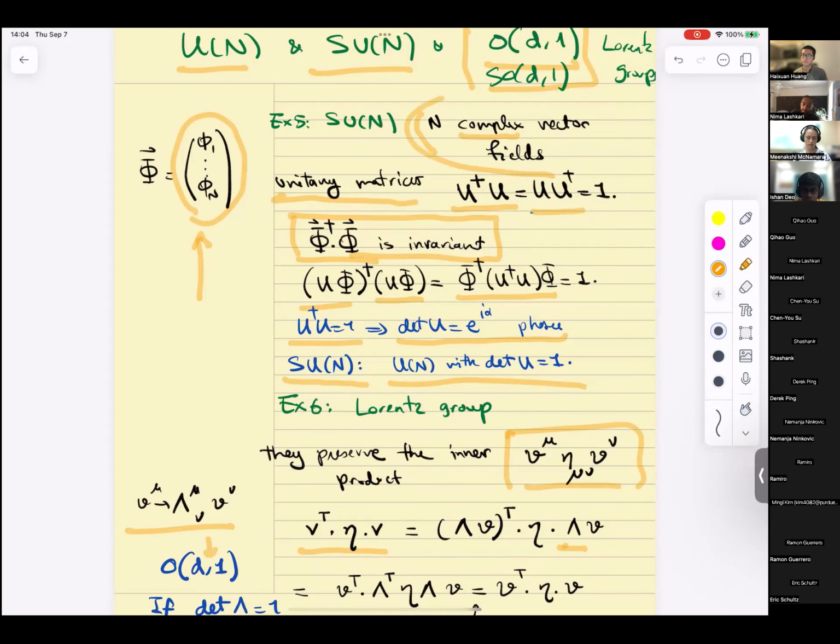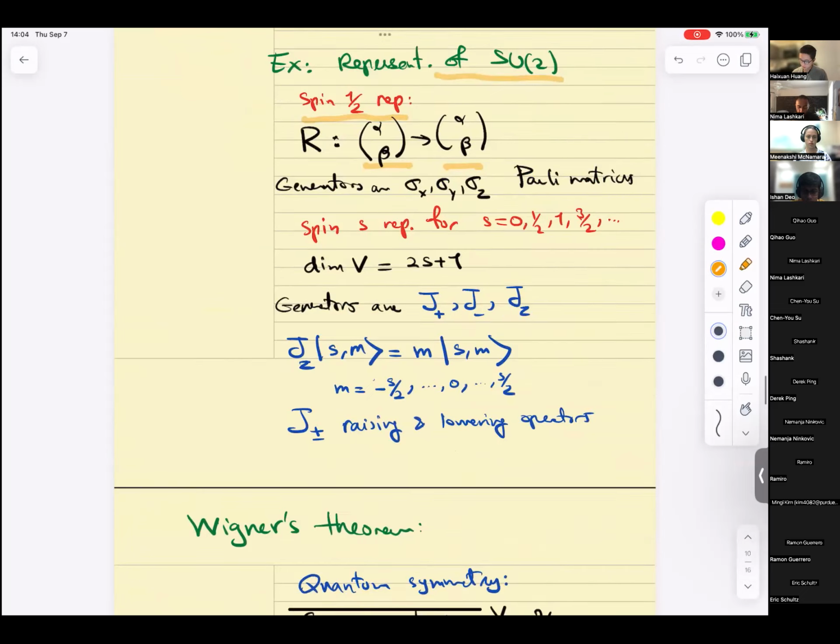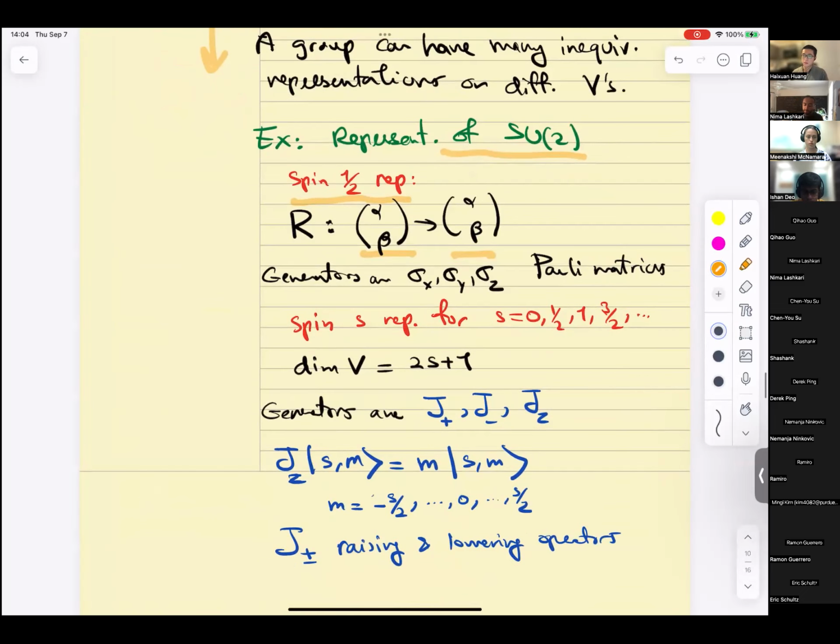Here, the vector space V is a two-dimensional complex vector space. So these are like alpha, beta vectors. And here the generator, so this is a Lie group. In this representation, there's a tangent space, right? There's a Lie algebra. What are the generators of the algebra? You know them pretty well. These are the Pauli matrices, sigma x, sigma y, sigma z.